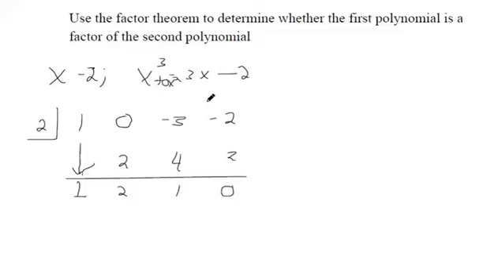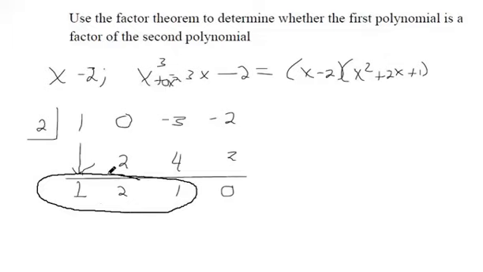So to answer their question, we would say yes, this is a factor of this, because if we conduct the division, we have no remainder. You can rewrite this as x minus 2 times x squared plus 2x plus 1. We factored it. Look, it's x squared plus 2x plus 1 that comes right down here.